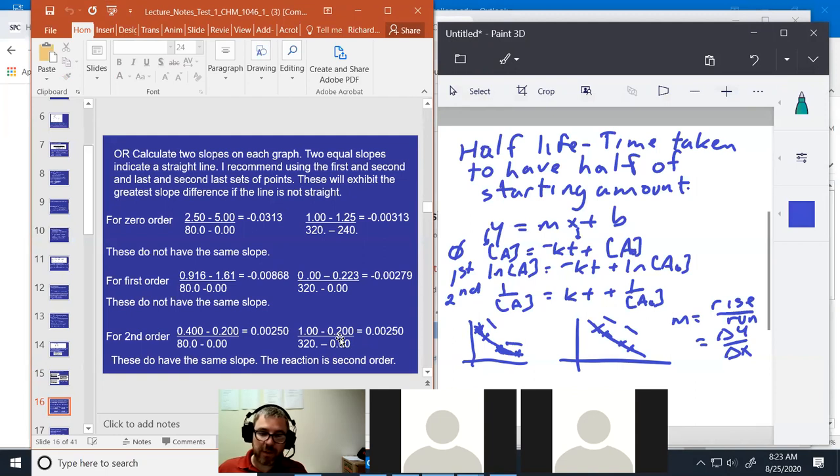On the video, I think I did the first 2 points and the first and last point or something like that, which still is okay, but it's more reliable to do it this way. Does anybody have any questions about what we're doing here?